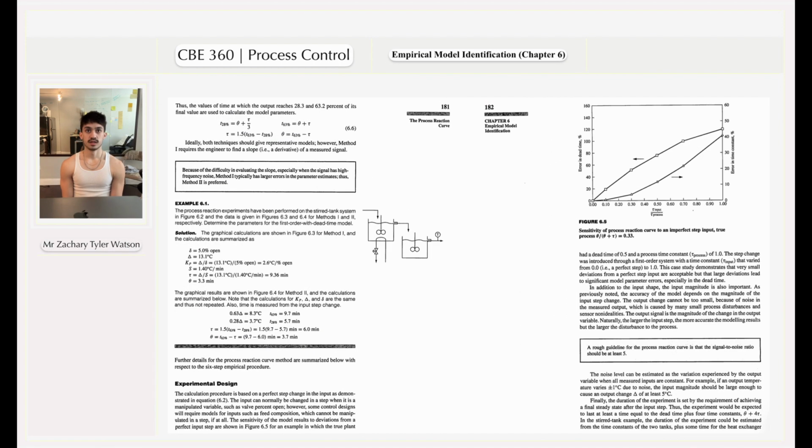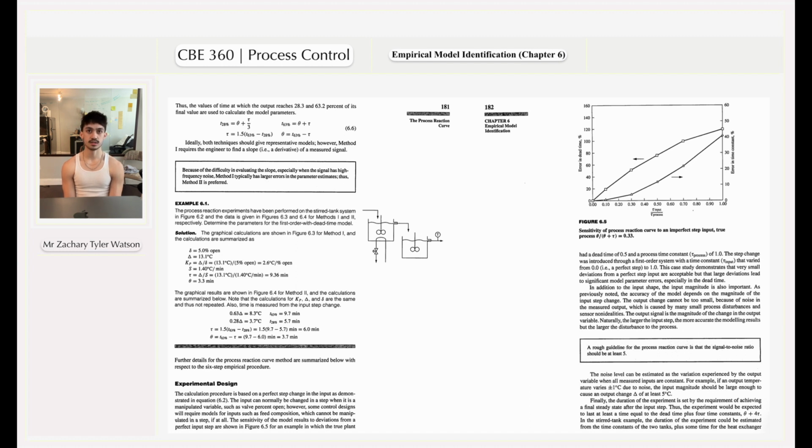Moving on, the values of time at which the output reaches 28.3 and 63.2% of its final value are used to calculate the model parameters. In equation 6.6, we have t 28% equals theta plus tau over 3, and t 63% equals theta plus tau. We have tau and theta, and you just plug them in. It's pretty easy to use these.